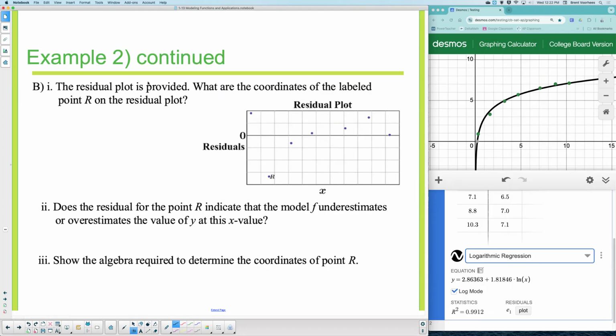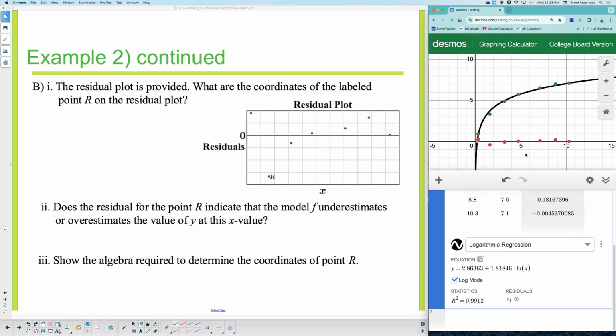So it says here the residual plot is provided. Where are the coordinates of the point labeled point R on this residual plot? How could you find out what those coordinates are? What would you do now? Yeah, hit plot on your residuals. Hit that button right there, plot.